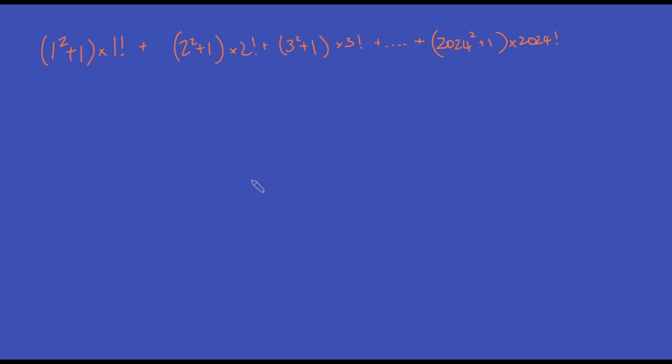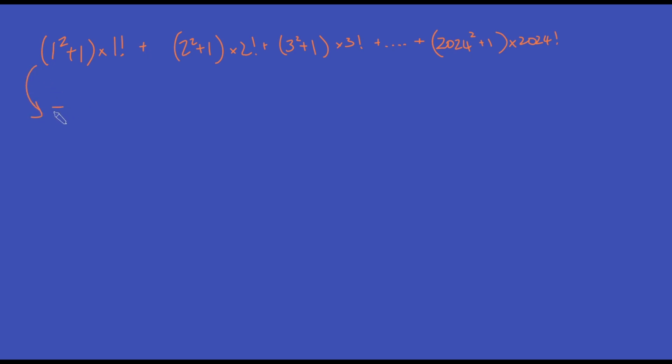I've got a nice sum problem I want to evaluate. It is 1 squared plus 1 times 1 factorial plus 2 squared plus 1 times 2 factorial plus 3 squared plus 1 times 3 factorial all the way up to 2024 squared plus 1 times 2024 factorial. A really big number here. If you want to have a go at this, pause the video now, but I'm going to dive straight in.